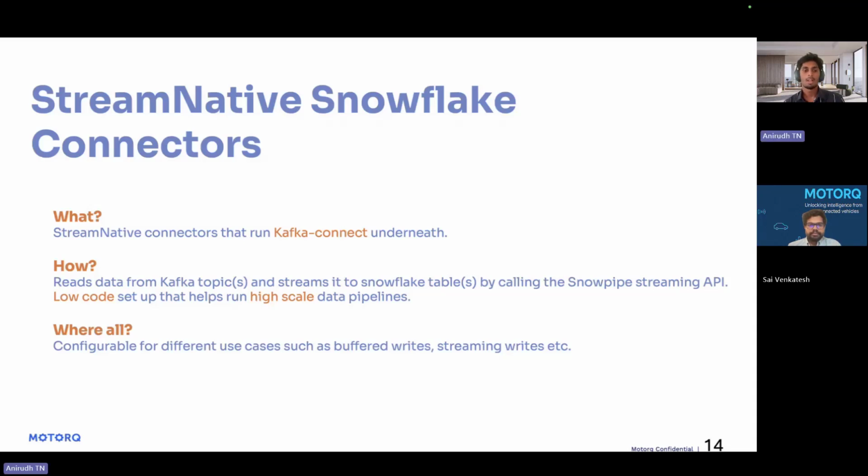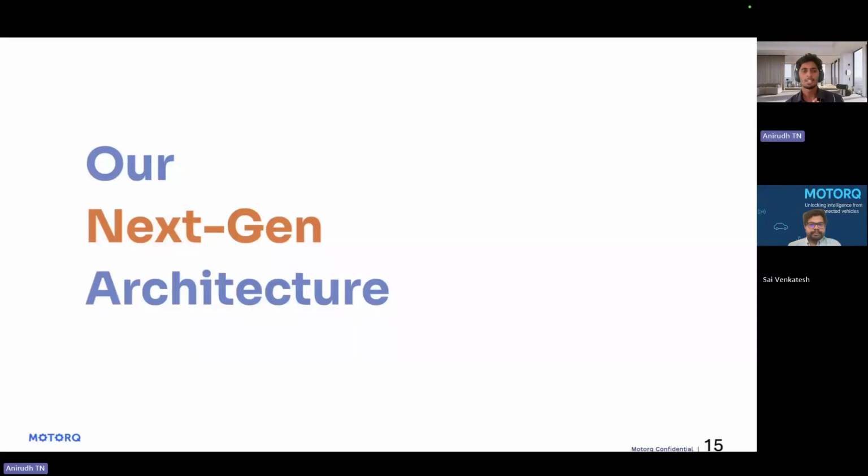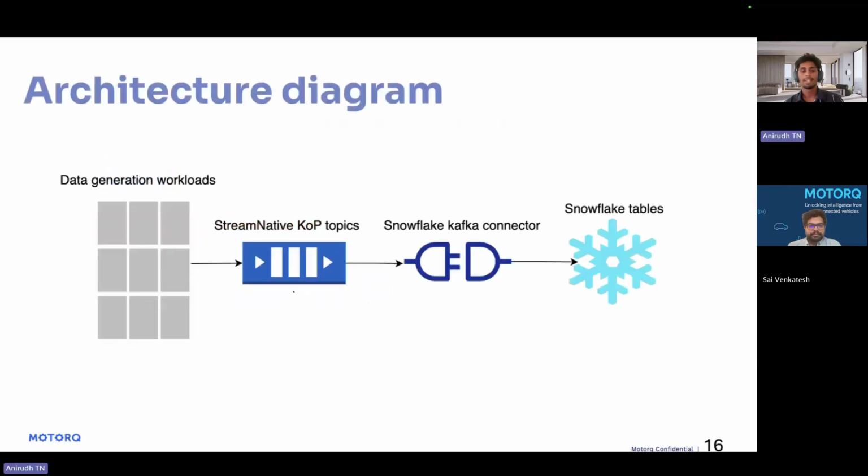So yeah, with all this in place, we'd like to show now how our next-gen architecture looks right now. So we got rid of all the moving components, all the unnecessary components, and now in simplicity, it's just these three components. So you have data generation workloads that are pushing data to StreamNative topics, which are Kafka on Pulsar topics. From there, you have the Snowflake Kafka connector reading from these topics and then pushing to the Snowflake table. So with this, we were able to get rid of all the redundant systems and the remote storages that we were doing earlier, and we were just able to have one streamlined platform to enable all our low latency use cases.